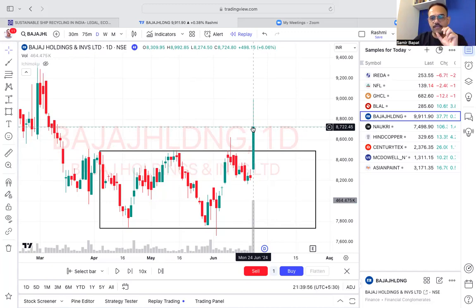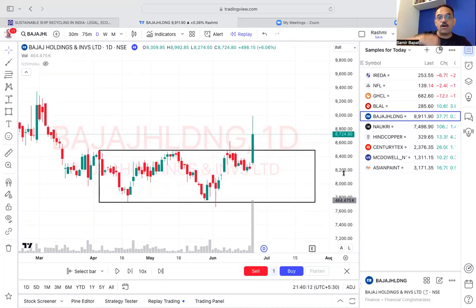Okay, so everyone is okay with the rectangle breakout? How is the breakout visible? If there is a good volume, fantastic. That is preferable. Okay, now the best part in the consolidation is we can always set a target of how far it will go.